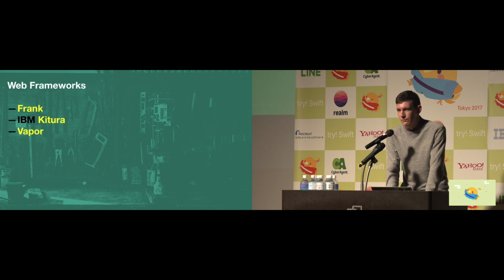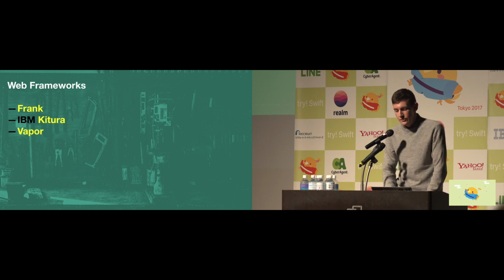Now, there are two popular choices, which is Kitura and Vapor, and this Frank, which is another kind of micro framework that I've been using. So Kitura is a powerful framework which offers many different libraries you can use in conjunction with it, such as database layers. Kitura is an IBM product, so it has a lot of backing and it's likely to stick around for a while. Vapor is another alternative.